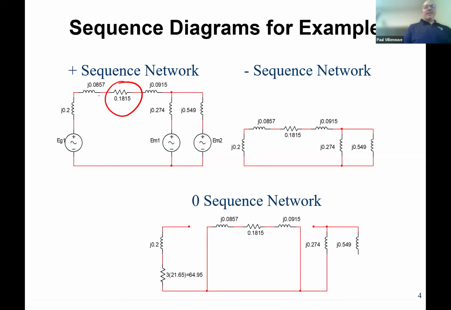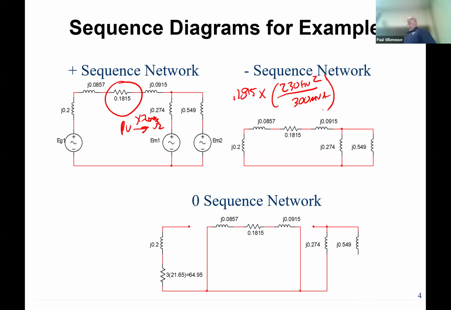Yeah, it's just converting back, right? This is in per unit. How do you go to ohms? You multiply by Z base. So 0.1815. What is Z base equal to? How do I get that? Go ahead. 230 kV squared over S base. Now you can actually calculate what the line actual ohmic value is.